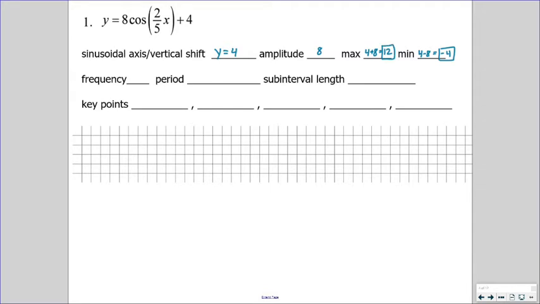The frequency is the number on the inside with x or theta. In this case, our frequency here is 2/5. We find the period by taking 2 pi, which is our standard period, and dividing by the frequency. Our variable is x here, which means that we're going to be graphing in terms of radians. So we need to use 2 pi and not 360. When I do that division, we're going to get 10 pi as our period, divided by 2, which is 5 pi.